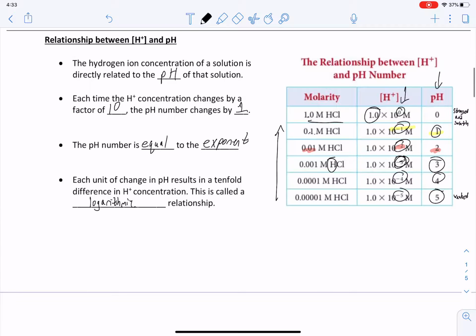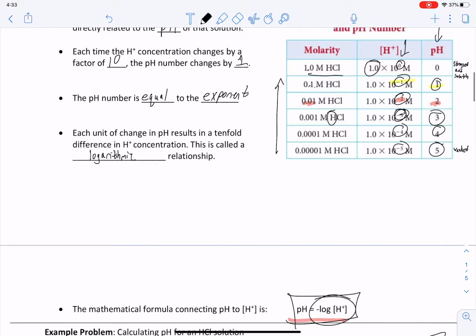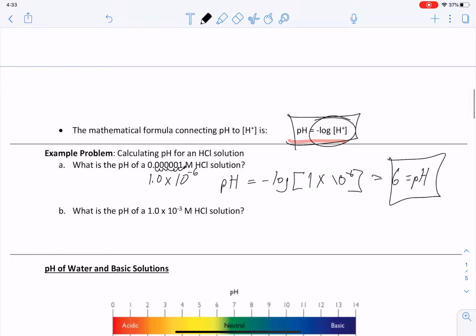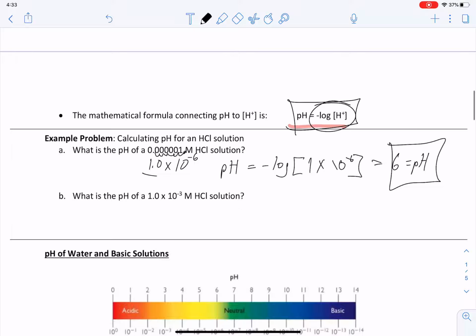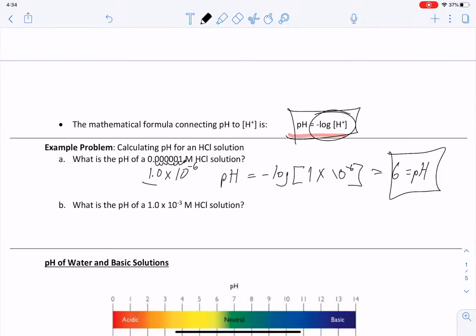Right? And we just saw that in the table. Whatever the negative exponent is, that's what your pH is going to be. So we really didn't even need to plug it in the calculator. When we have a standard notation of 1 times a negative exponent, it's just going to be that number. Similarly, for part B of this example problem, what is the pH of a 1.0 times 10 to the negative 3 molarity solution? We see that negative 3, and that should tell us right away that our pH is going to equal 3.